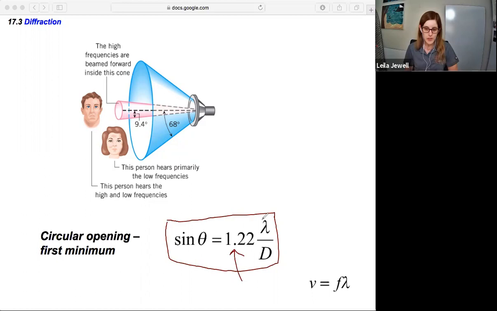An important thing to note is this ratio of wavelength over diameter tells us how much diffraction there is, how much the sound will bend outward. So if lambda over d is small, then we get really little diffraction. If instead it's big, then we get more diffraction.